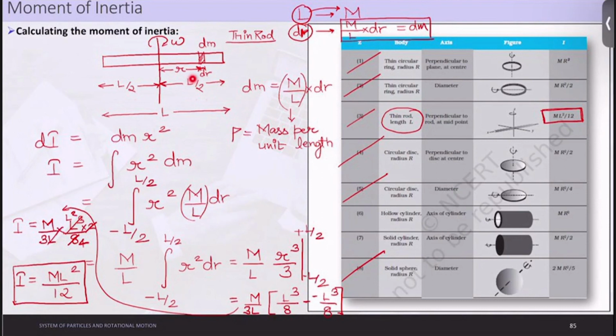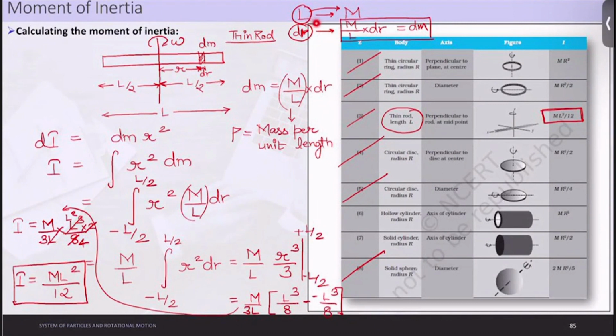Now let us take a very small mass dm, situated at a distance r from the center axis of rotation, which has a length dr. What is dm? dm is the mass per unit length into how much length is being covered. Dr is covered, so it's mass per unit length into dr. I hope this is clear. I also tried to make you understand using the unitary method.